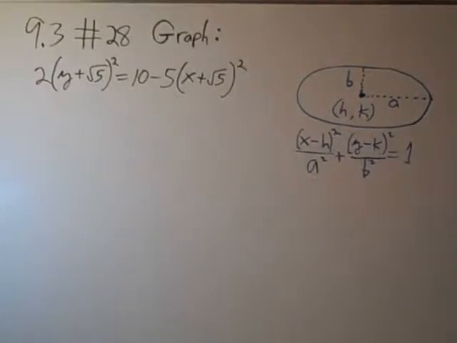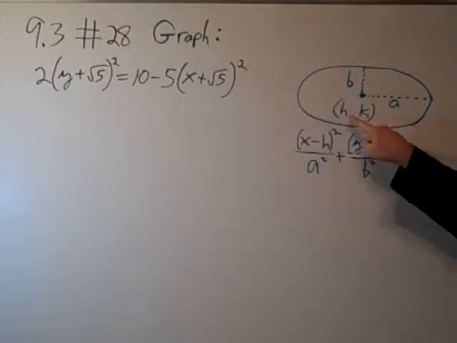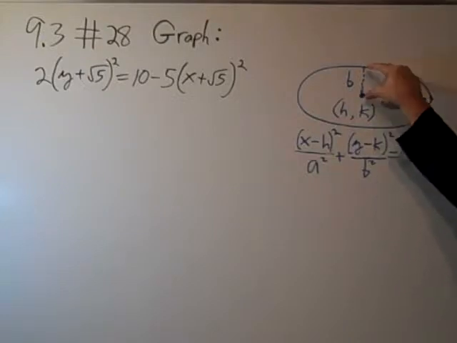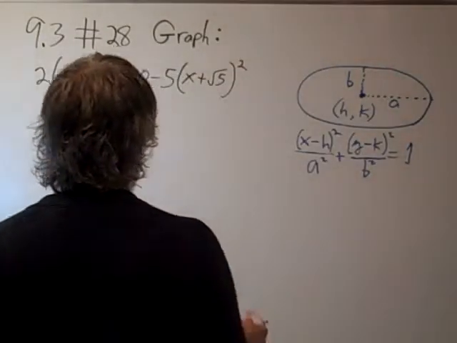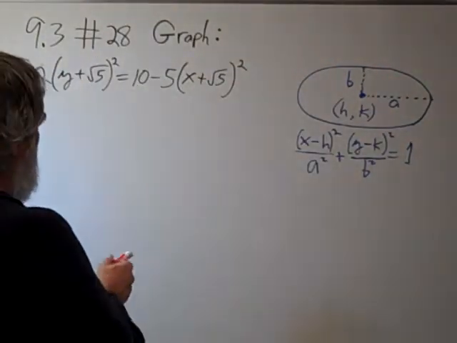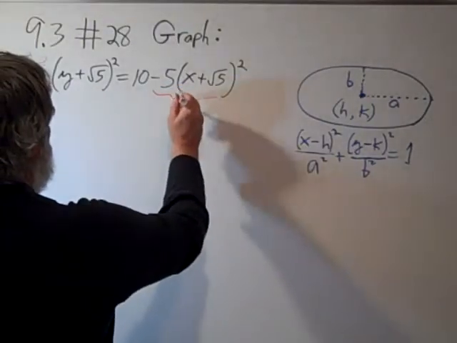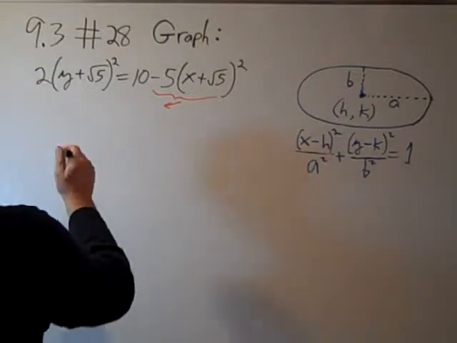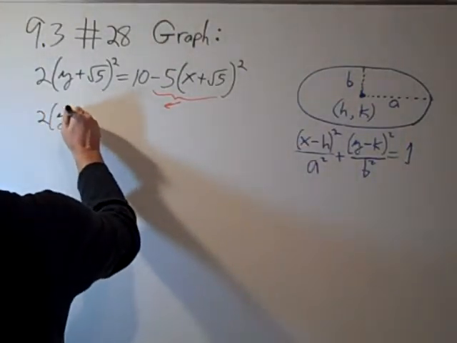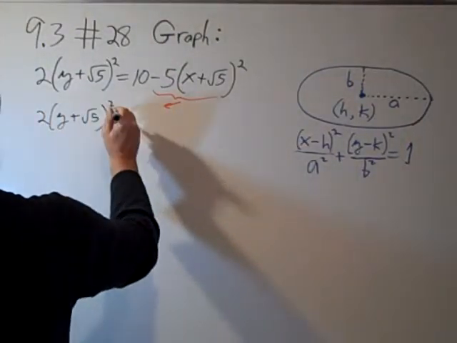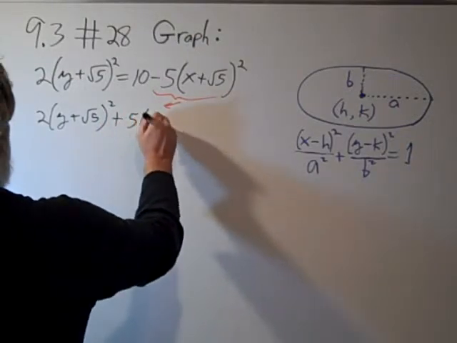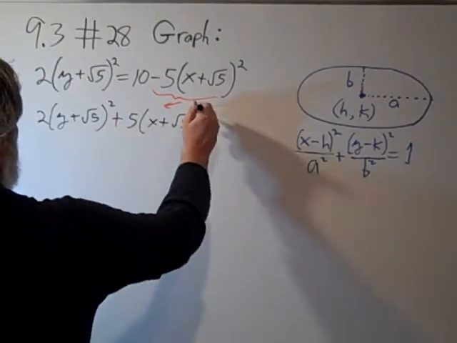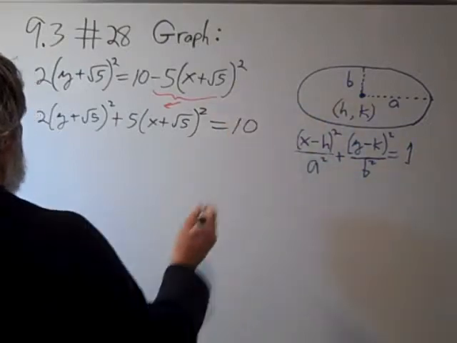To graph this ellipse, we'll take their word it's an ellipse, but we have to put it into standard form so we can see what the center is and how far it goes in the x and y directions. So to do that, let's add this term to both sides, effectively moving it to the left side of the equal sign. And we get that 2 times (y plus the square root of 5) squared plus 5 times (x plus the square root of 5) squared equals 10.